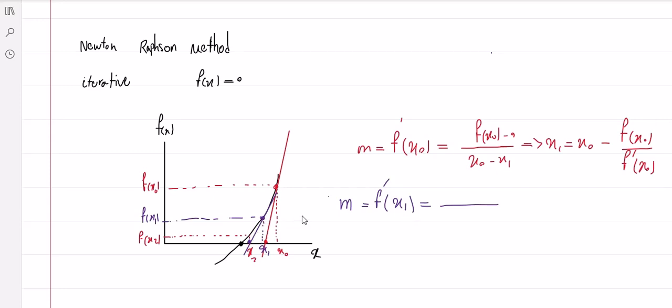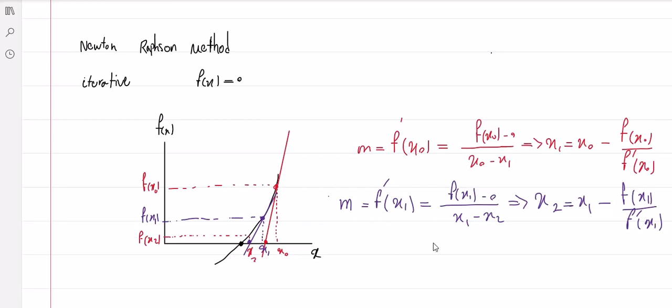So the vertical change would be equal to f of x1 minus 0, and the horizontal change would be equal to x1 minus x2. And if you rearrange this equation again, it would get you to x2 is equal to x1 minus f of x1 over f prime of x1.